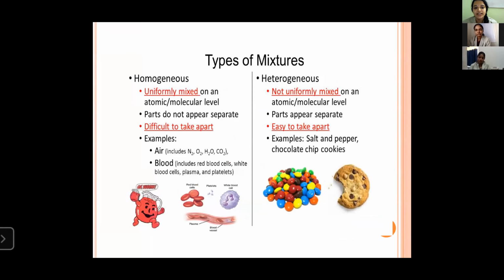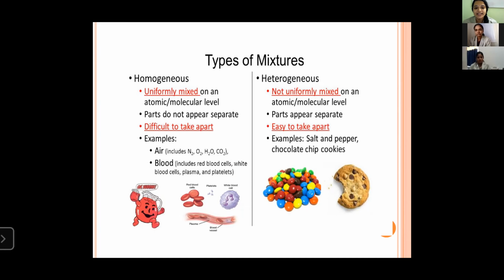Homogeneous mixtures mix uniformly and the parts do not appear separate. They are difficult to separate. Examples of homogeneous mixtures are air, blood. In heterogeneous mixtures, we can see the parts appearing separately. They are not uniformly mixed. They are easy to separate.